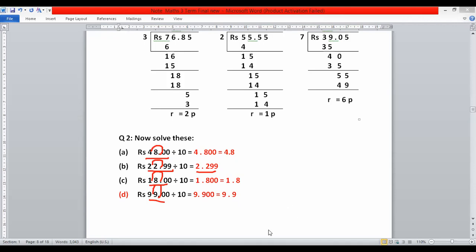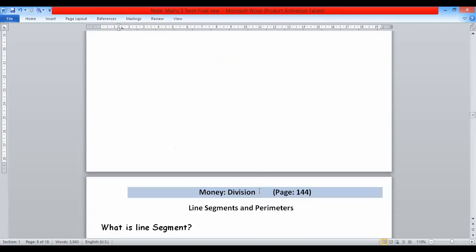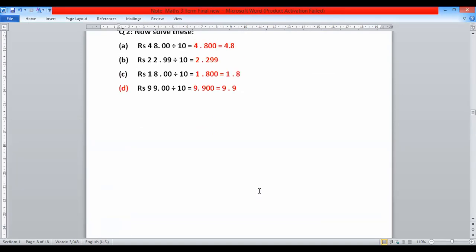Dear students, I hope you have understood question 1 and question 2. So I would like to request you that you must copy these sums in your notebook and solve all the parts of question 1 and question 2 in your mathematics notebook. And inshallah, in the next video, in the next lesson, we will start a new topic, line segments and perimeters.